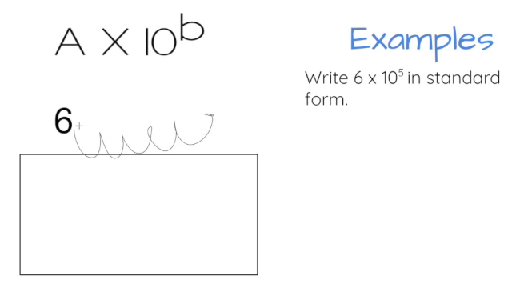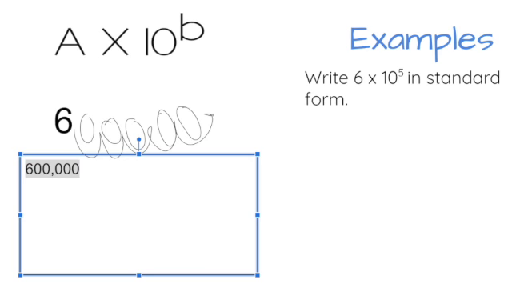And now we add our zeros. 0, 0, 0, 0, and 0. We added 5 zeros. So our answer is 6,000,000. And make sure we write our commas in the middle. Our new answer is 600,000.